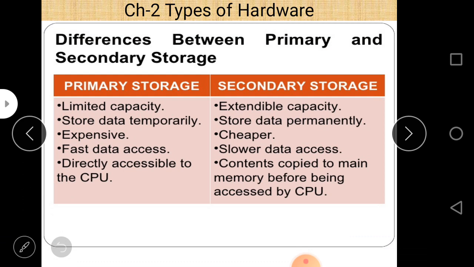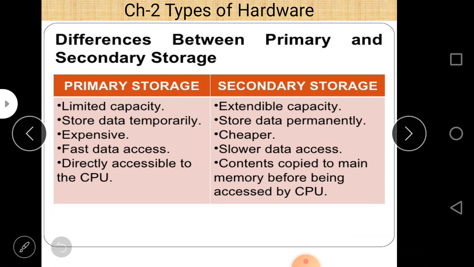We can extend the capacity of secondary storage, and secondary storage capacity is much higher than primary storage. Even in a computer system, if you check, your RAM is up to 4 GB, maybe 2 GB, while secondary storage is up to 500 GB or 1 terabyte. So there is a very big difference between primary storage and secondary storage.